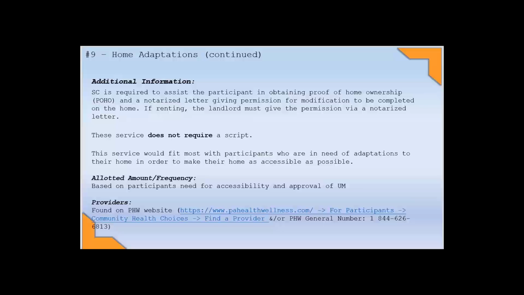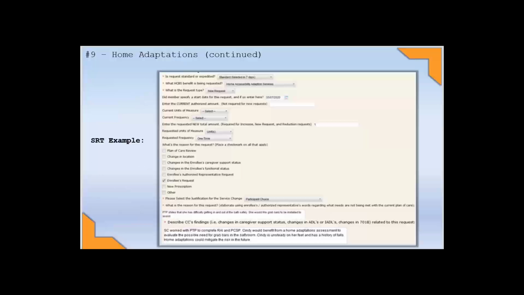And this is a service that does not require a script. We have our SRT example. Like I had said, this, along with the PCSP, is really just a guide giving you the basic idea of what should be where, but this is going to be centered around what your participant actually needs.